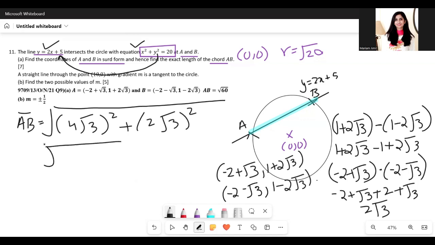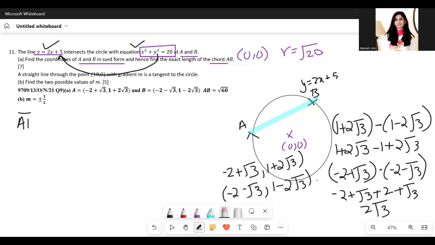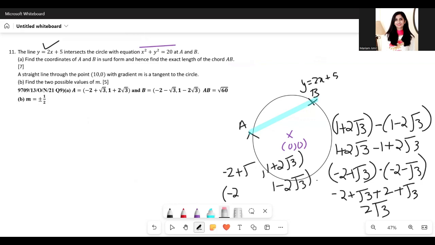Enter this in the calculator. 4 square root of 3 squared is coming out to be 48, plus 2 square root of 3 whole squared is coming out to be 12. That gives us the square root of 60. So that is the length of this chord AB. Okay. Part B. Part B says that there's a point (10, 0).